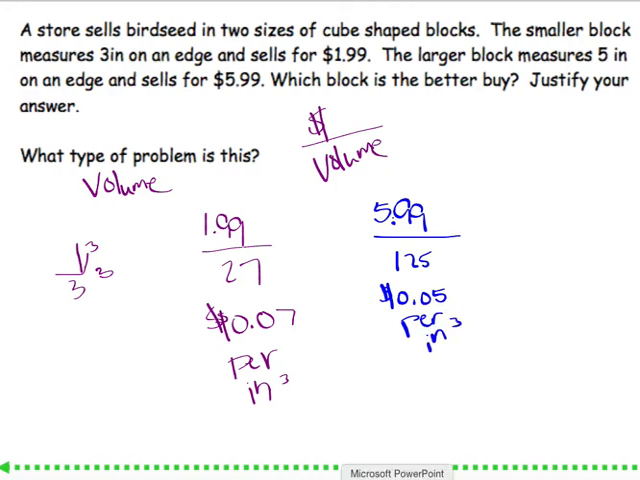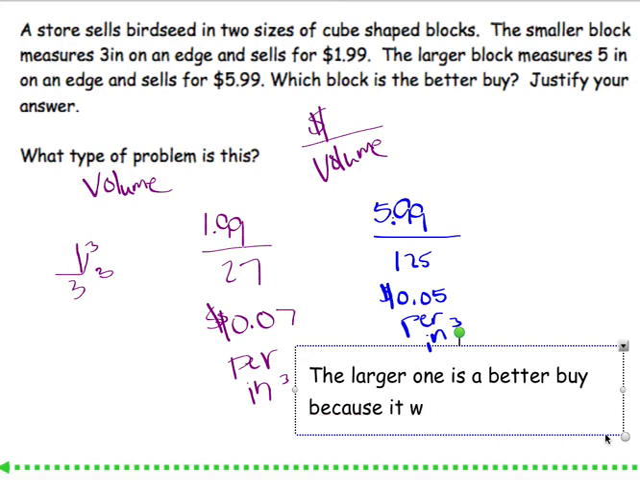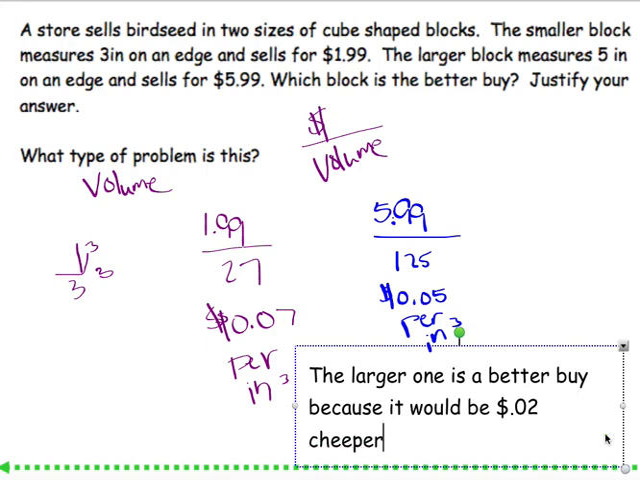So it says which block is the better buy and to justify, and so I'm going to use typing. This handwriting is so bad. So the larger one is a better buy because it would be 2 cents cheaper per cubic inch. There we go.